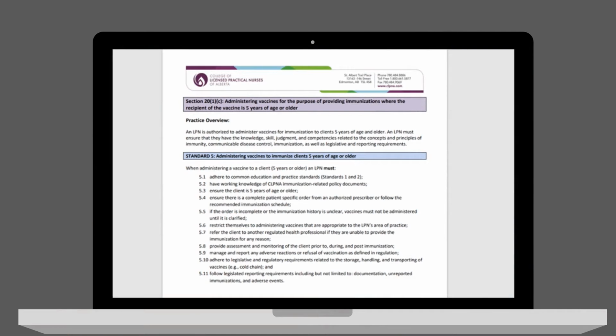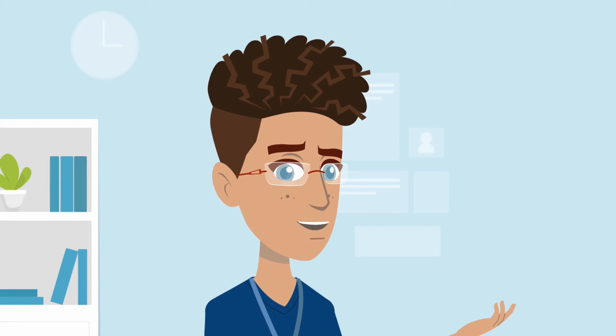Let's look at the standard of practice on restricted activities, advanced practice, and supervision again. In Standard 5, there's a list of requirements you need to meet to perform immunizations. Do you see anything there that concerns you? Well, I'm not sure about the CLPNA immunization related policy documents. Oh, and managing and reporting adverse reactions. That one worries me a little.